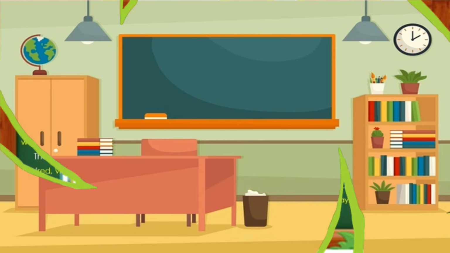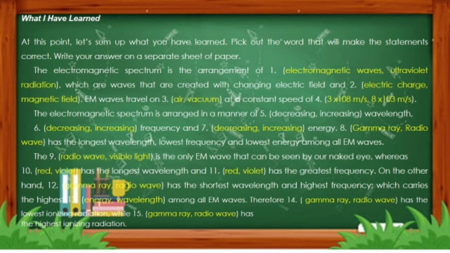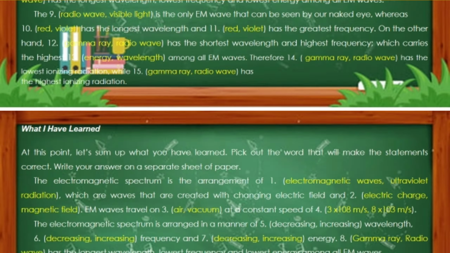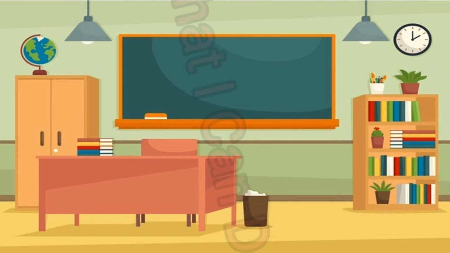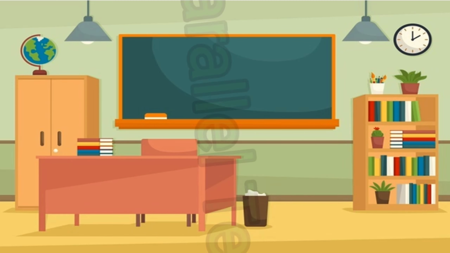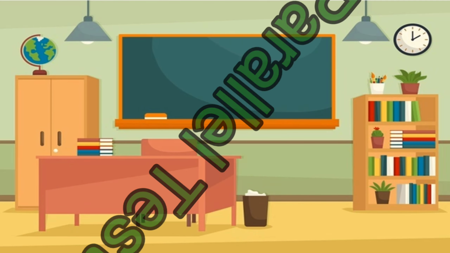At this point, let's sum up what you have learned. Pick out the word that will make the statement correct. For sure, you are now acquainted with the different electromagnetic waves. It's your turn to make your own chart about electromagnetic waves. So there you go, we have wrapped up all our lessons and it's time for you to answer the parallel test.